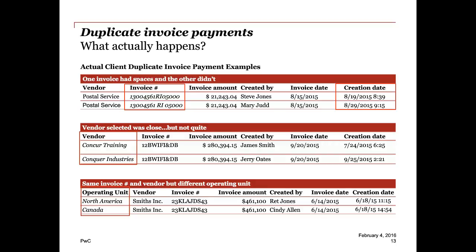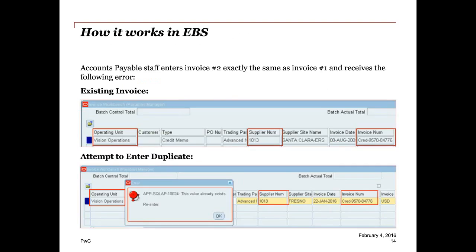To the value of just over $461,000, and he posts it to the North America operating unit. He's in an AP shared services organization. The invoice sails through. A couple of hours later, on the same day, Cindy Allen takes the same invoice, but she posts it to the Canada operating unit because that's the address the vendor just happens to have on their invoice. Now that same invoice has been accepted by Oracle, but in two different operating units, and Oracle cannot detect that it's a duplicate. So those are some real examples of how this actually occurs in the system.